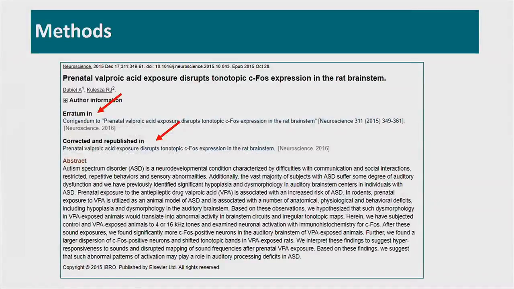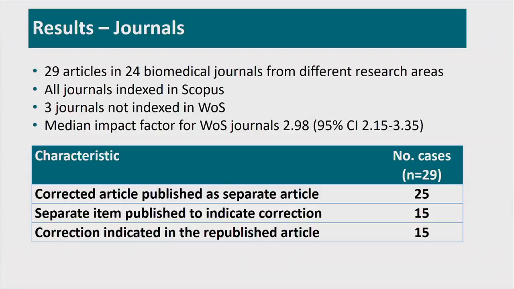For example, when you go to PubMed, this is one of such articles, you will see that there is an erratum, a notice published about what has happened, and also that this article was corrected and republished with a link to the article. It's going too fast. And then you see that it again links to the other articles.